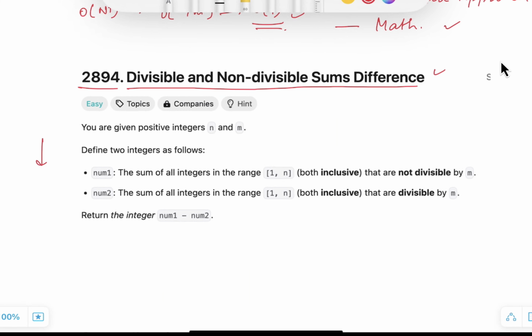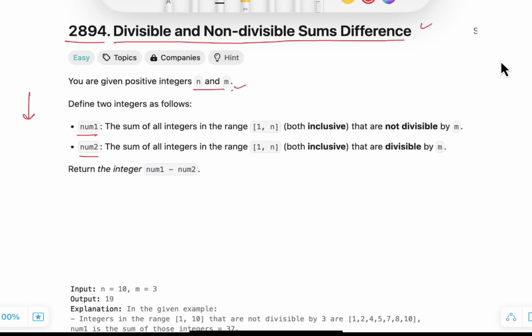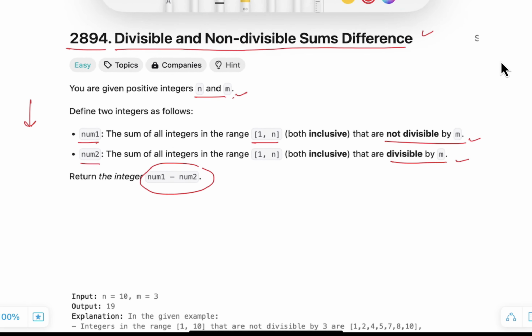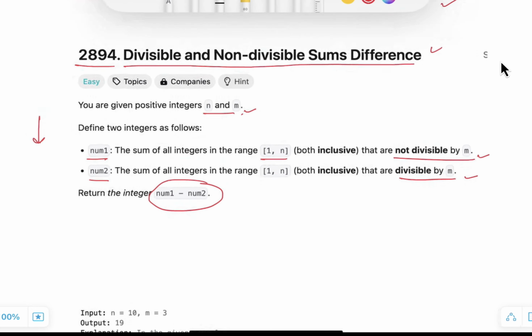Now let's try to understand the problem statement. Here we are given two positive integers n and m and we have to define two integers as follows. nums1 is the sum of all the integers in the range 1 to n, both inclusive, that are not divisible by m. And nums2 is the sum of all the integers in the range which are divisible by m. In the end, I have to return nums1 minus nums2. So this is my problem statement.